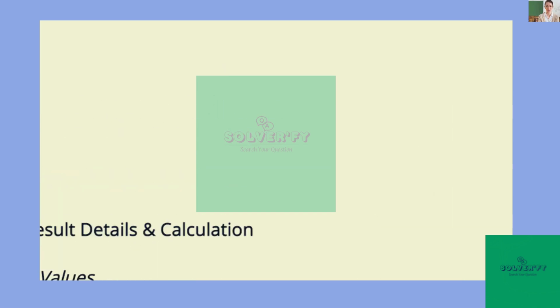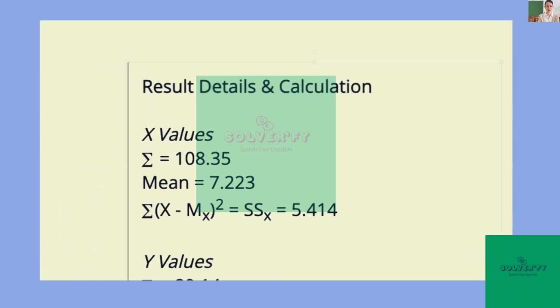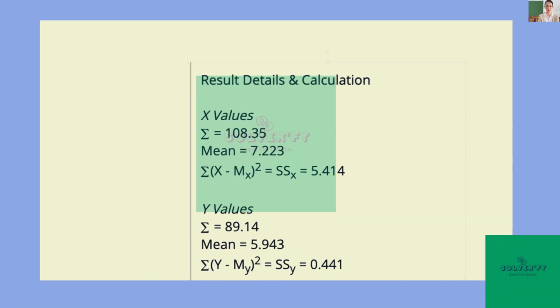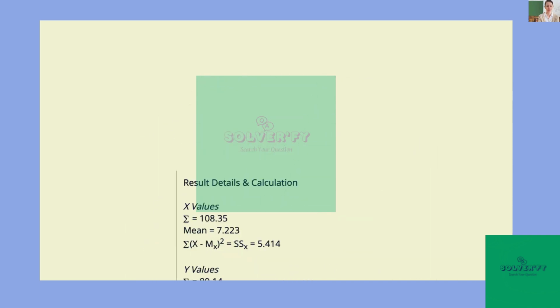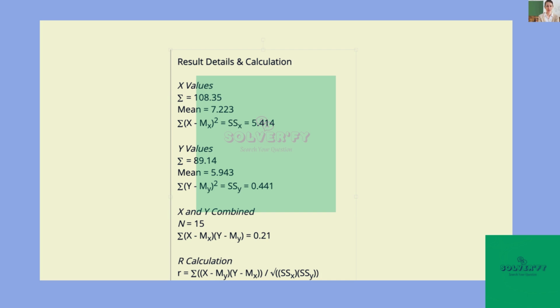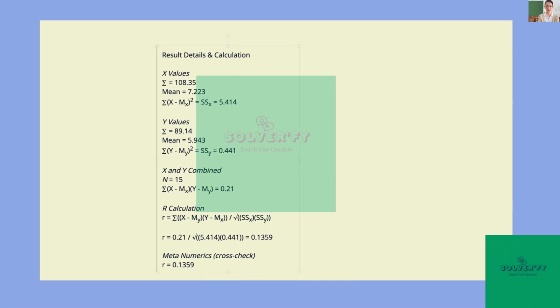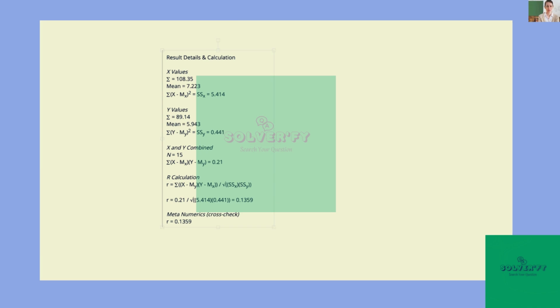So what you have to do in order to find the correlation coefficient is you have to take all of the x values and add them all up. So you find the sum of the x values, and then you find the mean of the x values, and then you take the sum of the squares of the x values, and you get 5.414.